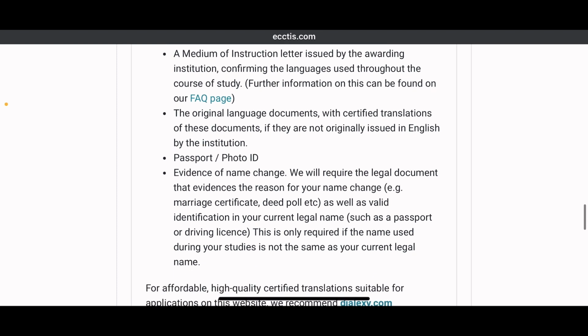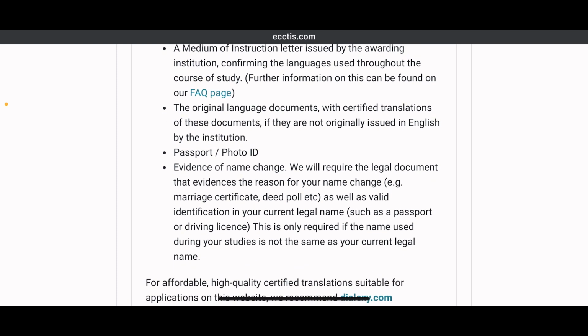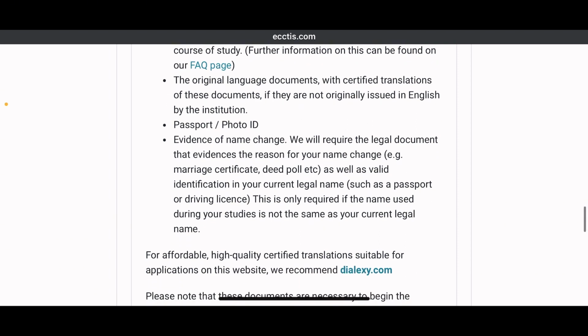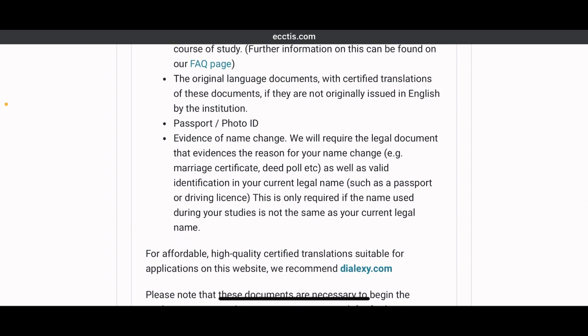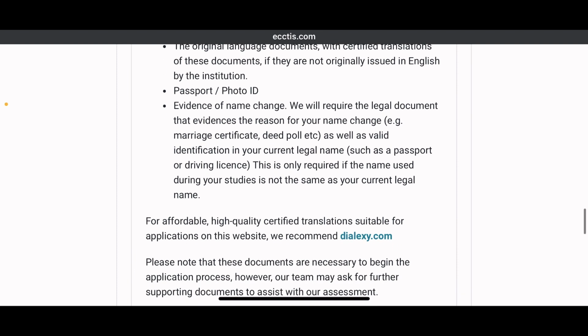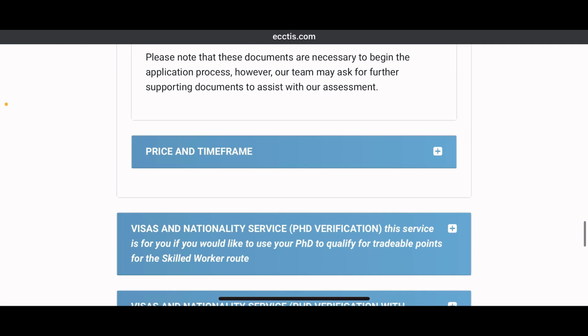Okay, the original language document with certified translations of these documents if they are not originally issued in English by the institution. Again, you submit your passport or photo ID. Evidence of name change: we will require the legal document that evidences the reason for your name change, for example, a marriage certificate, deed poll, etc., as well as valid identification of your current legal name, such as your passport or driving license. This is only required if the name used during your studies is not the same as your current legal name.